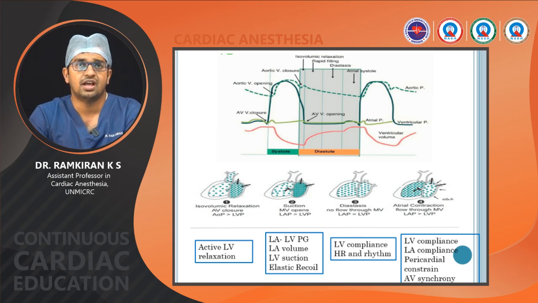Coming to the first phase, isovolumetric relaxation, it starts from the closure of the aortic valve till the opening of the mitral valve. Next, the rapid filling phase is basically a suction force. It is the suction force of the LV which opens up and allows the blood to flow in. The next is diastasis, where the left atrial pressure and left ventricular pressure gradient become equal. And finally the atrial contraction, where there is an increased pressure in the left atrium than the left ventricle, causing that push.